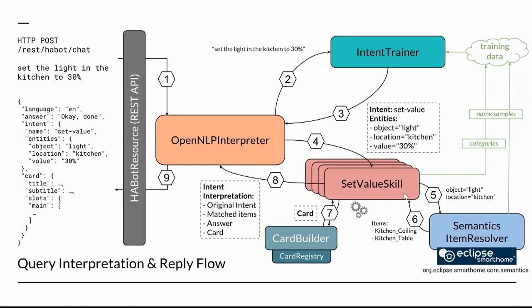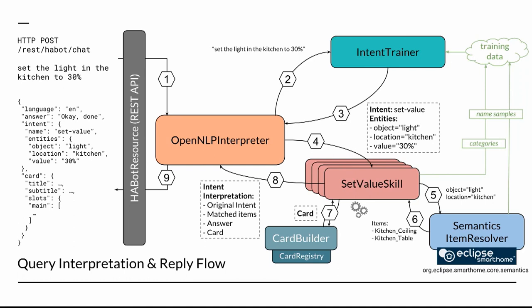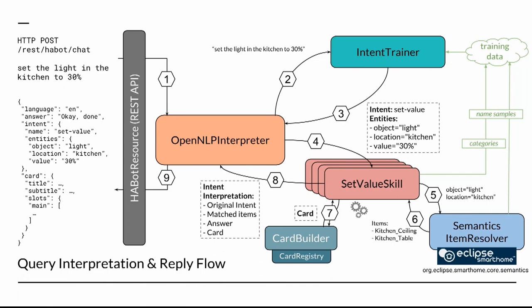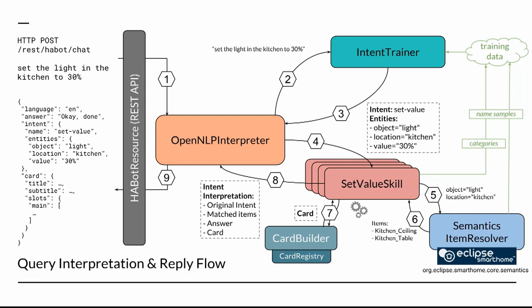So once you're in your skill, you have object equal light and location equal kitchen, and you have to identify the items that you are going to work with. How do you do that? You have an item resolver, which can have different implementations, but the current implementation uses semantics, which is the newest shiny bundle in Eclipse Smart Home that you can use. We'll talk about it later. So using this item resolver, you will be able to identify or match the items that we are going to operate. Once the skill has the items, he can do whatever is necessary to perform his tasks.